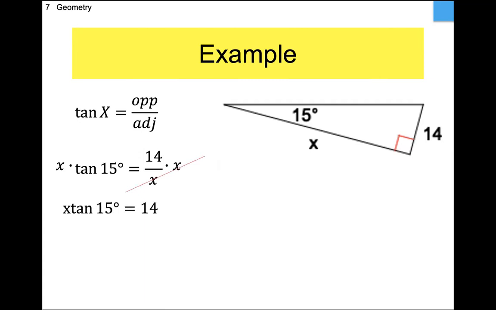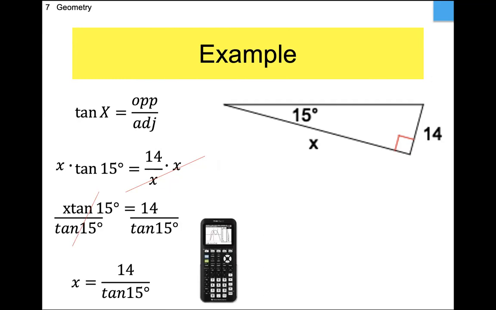And I'm trying to solve for x. Notice it's x times tan 15. To get rid of multiplication, you divide. So I divide both sides by tan 15. On the left side, the tan 15s would cancel. And so I would be left with x is equal to 14 over tan 15. Grab your calculator and away you go.